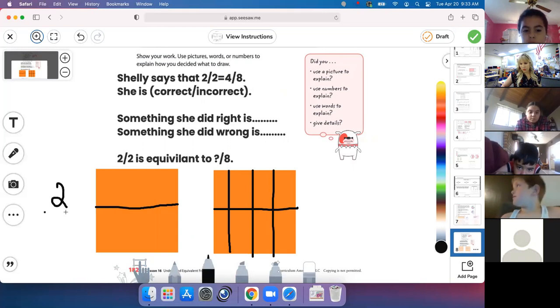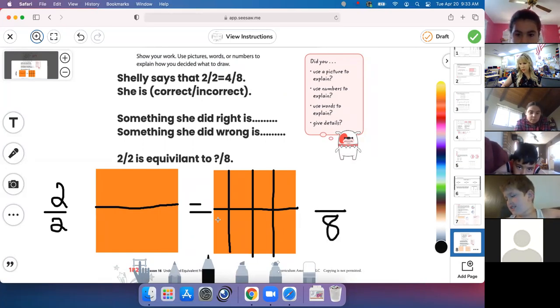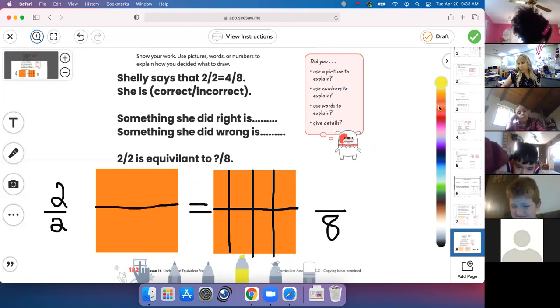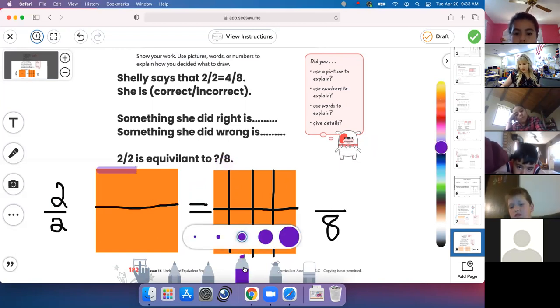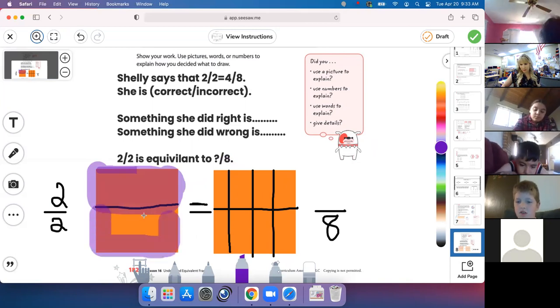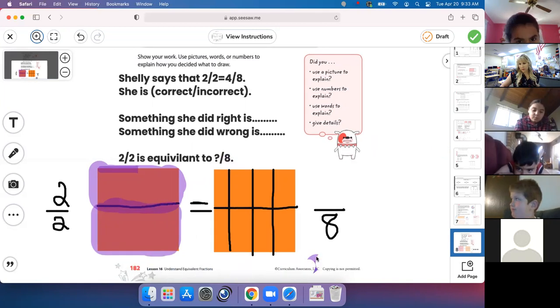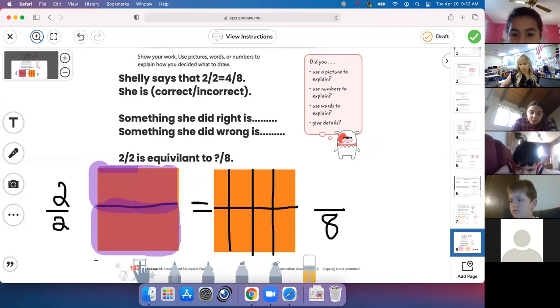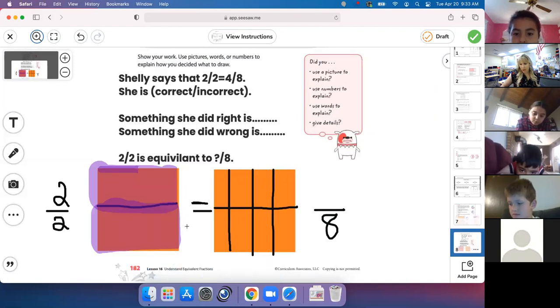And then I want 2 halves equals how many eighths? Because it wants us to show it in words and pictures. So 2 halves, I'm going to shade in these 2 with my highlighter. Here's 1 half. Here's 2 halves. Oops. How many eighths would be equal to that? And then shade that in to show it.